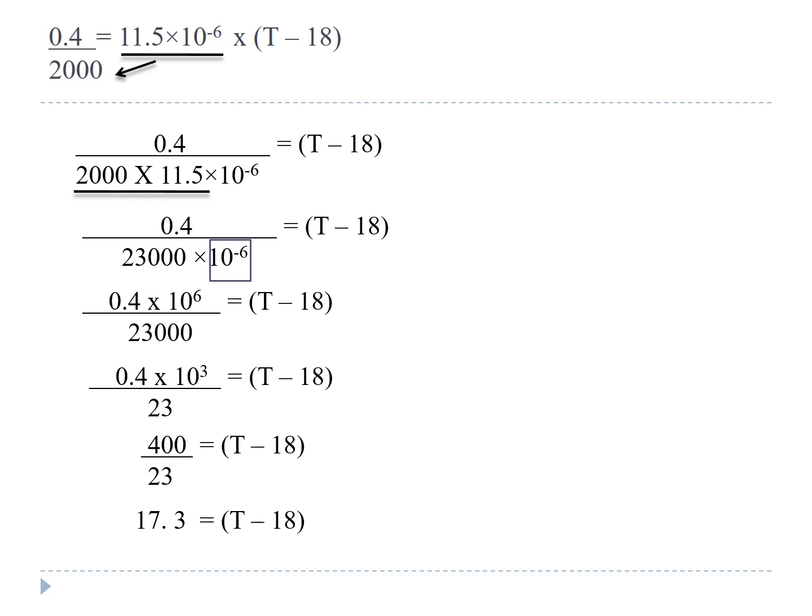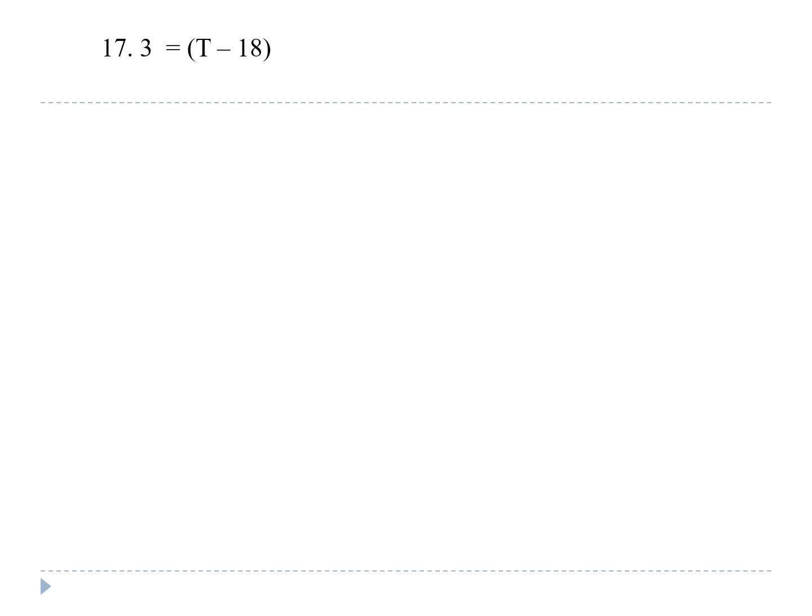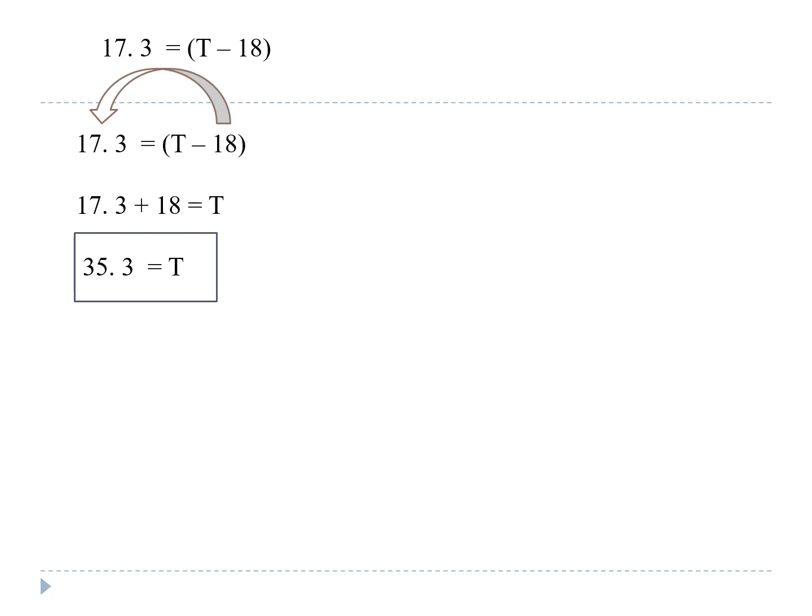This is what we have till now. Now what do we do? That 18 from the right hand side will move on to the left hand side. Now it is minus 18. So minus 18, when it changes its side, it becomes plus. So I have 17.3 plus 18 is equal to t. How much is 17.3 plus 18? It is 35.3. And this will be the final temperature. I hope this is clear.